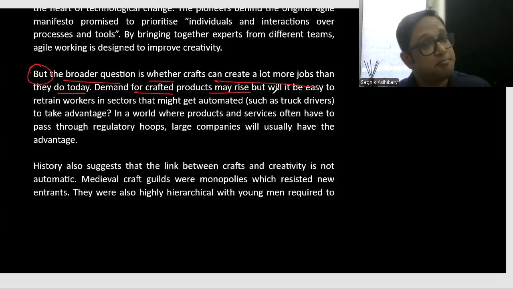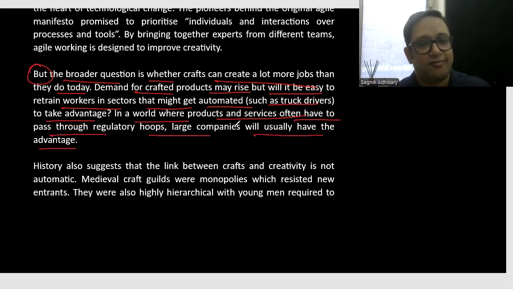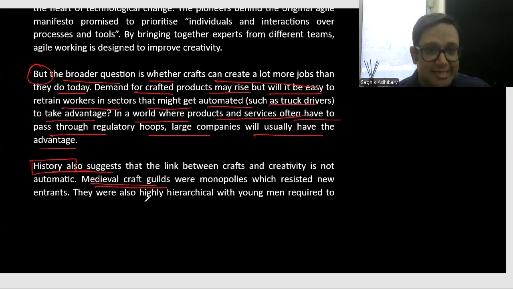Demand for crafted products may rise, but will it be easy to retain workers in sectors that might get automated, such as truck drivers, to take advantage? In a world where products and services often have to pass through regulatory hoops, large companies will usually have the advantage. History also says, now we take another negative outlook, not towards craft, but towards the connection between craft and creativity, but this is from a historical perspective. This talks about the medieval crafts guilds, where certain things existed. We'll see from the paragraph.